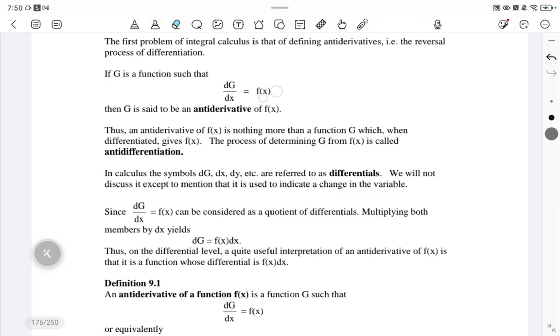So if we're given f of x and they say find g, let me write this for you in a simpler way. What do they mean by this whole statement? What they mean is this. If I come here, I want to find g, what am I going to do?